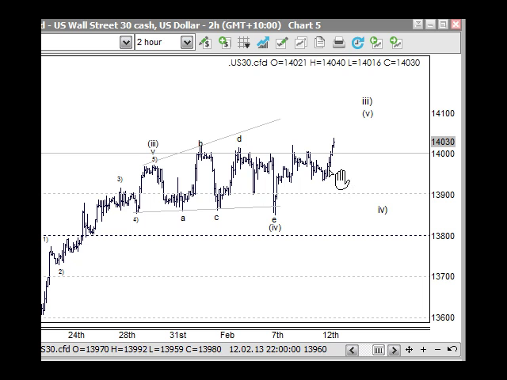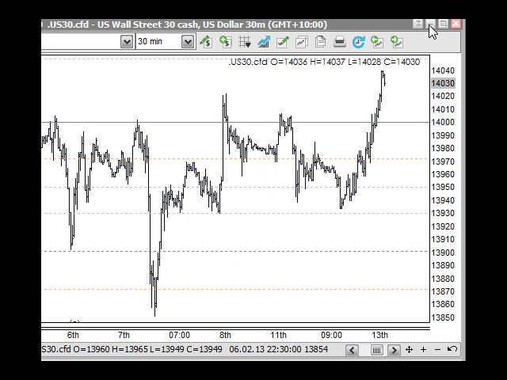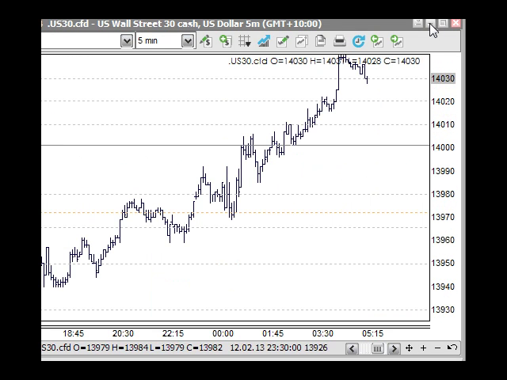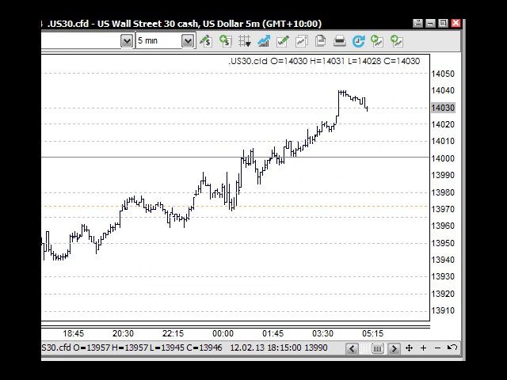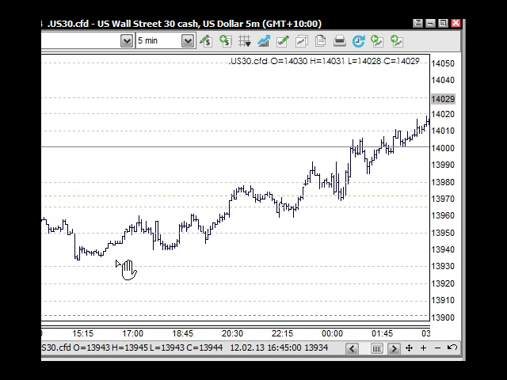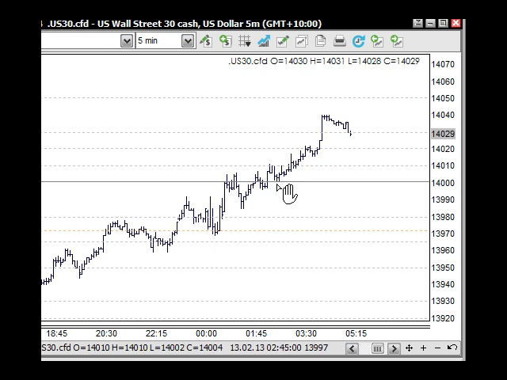But in this little tiny structure here, there will be 5 waves in there that are incomplete just yet. I've got a smaller one there. Okay, this is a 5-minute chart here. So 1, 2 to here, 1, 2, 3, 4, and 5, a third wave, and then 1, 2.